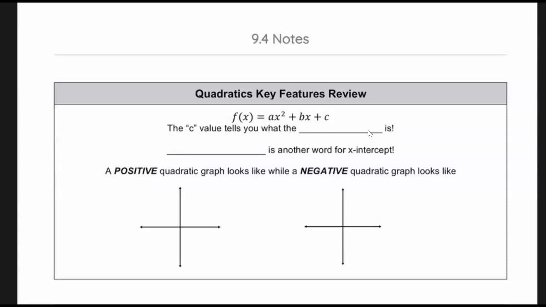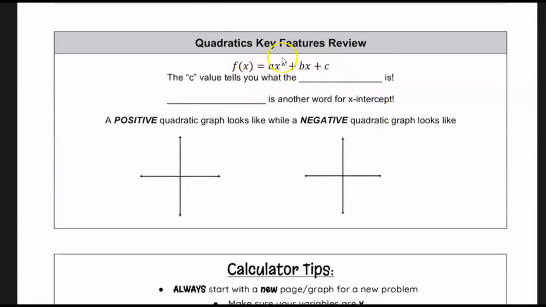But first we have to review some key features that you've learned about quadratic equations. So we know that we have a standard form of a quadratic equation, or the way we usually see quadratic equations written, which is in the form f of x equals ax squared plus bx plus c. Really important, the c value, which is the number without any variable, so it's usually at the end of your equation, tells you what the y-intercept is. So that's very helpful when eliminating answer choices.